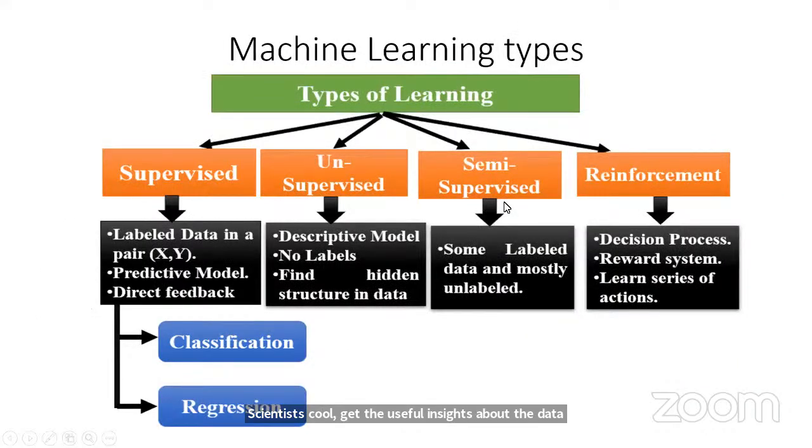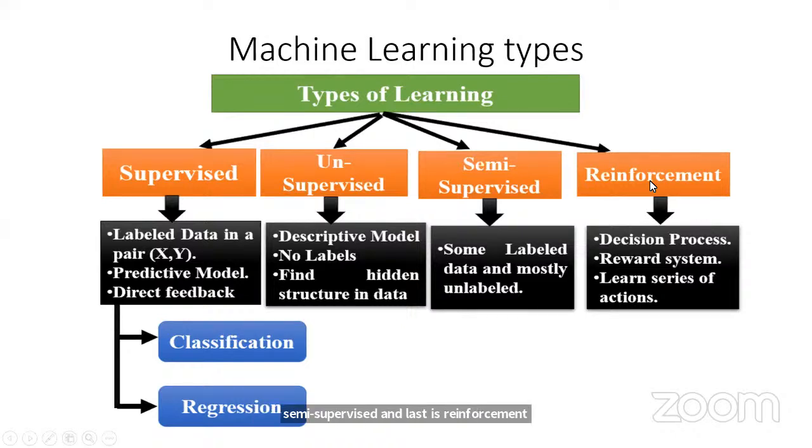Now, what are the various machine learning types? If we want to study what is data science, first we have to understand the machine learning types. Basically, there are 4 types of machine learning. The first is supervised learning, second is unsupervised learning, third is semi-supervised, and last is reinforcement learning.